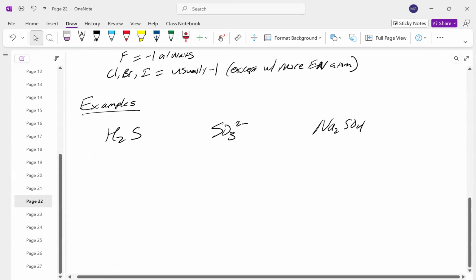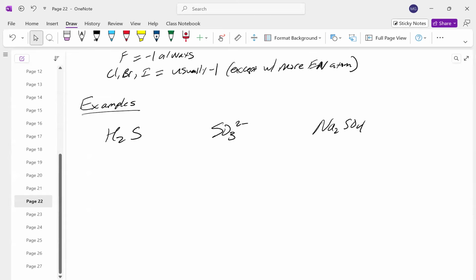Okay, so here, H2S, notice hydrogen is bonded to a non-metal. So H is always +1, and I have two of them. So what does that mean for sulfur? What does sulfur have to be in order for this whole molecule to add up to 0? Sulfur has to be -2, because it all has to add up to the charge of the molecule.